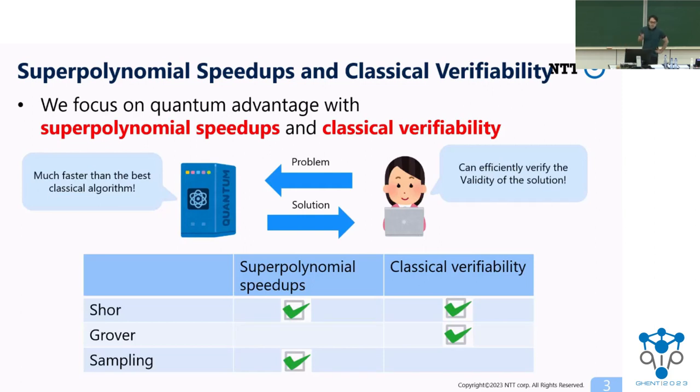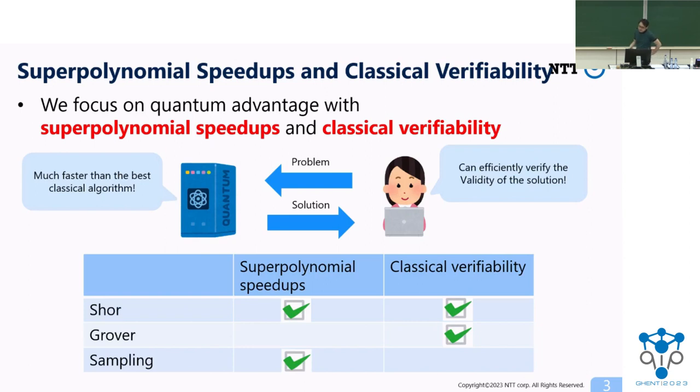And especially in this work, we focus on quantum advantage with these two properties: super polynomial speedups and classical verifiability. So super polynomial speedup means that the ratio between the time complexity of the quantum algorithm and the best classical algorithm grows super polynomially in the size of the problem instance. And classical verifiability means that once the solution to the problem is given by the quantum computer, then it is easy to verify that the solution is actually a valid solution to the problem.